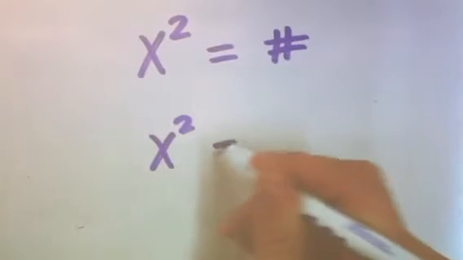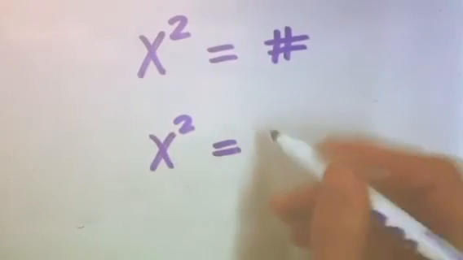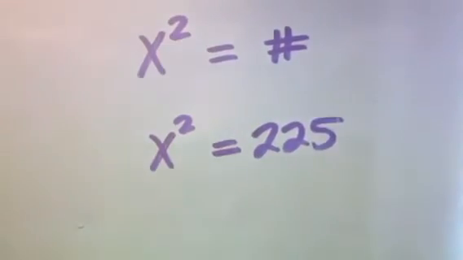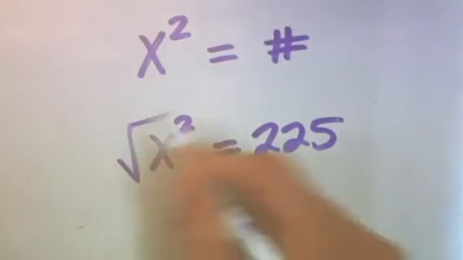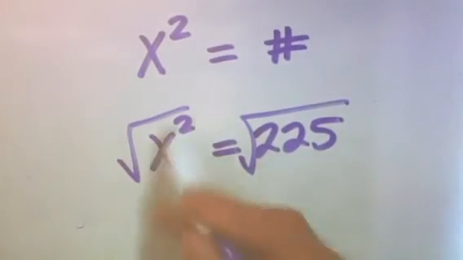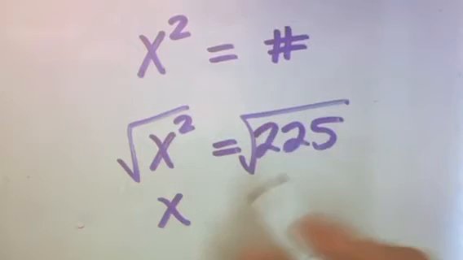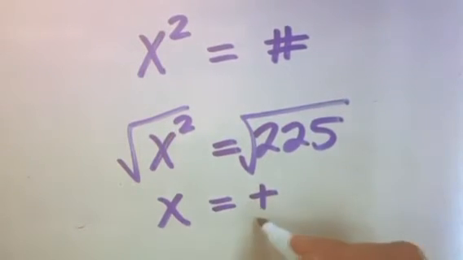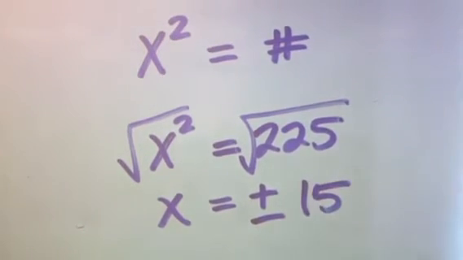X squared equals 225. Show the inverse operation, square root on both sides. The square root of x squared is x. The square root of 225 is positive or negative 15. So here I have two solutions.